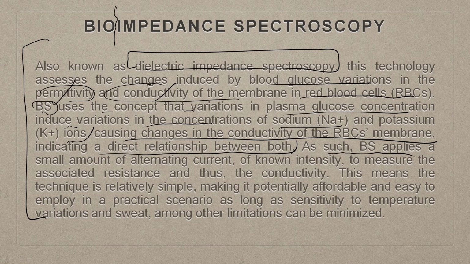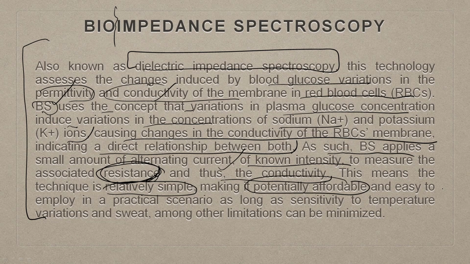As such, bioimpedance spectroscopy applies a small amount of alternating current of known intensity to measure the associated resistance, as I was mentioning, impedance, resistance, and thus the conductivity. This means the technique is relatively simple, making it potentially affordable and easy to employ in the practical scenario as long as sensitivity to temperature variation and sweat, among other limitations, can be minimized.